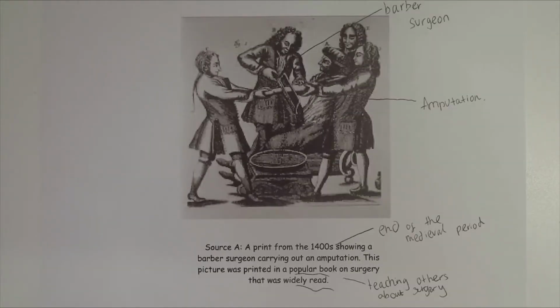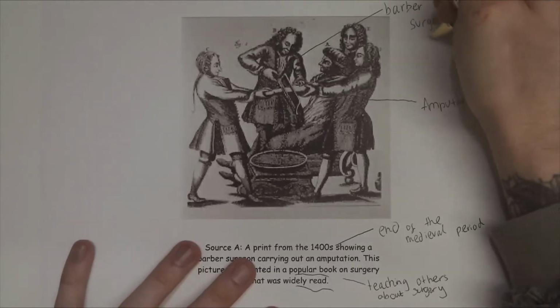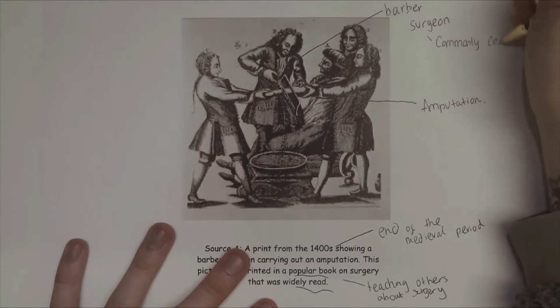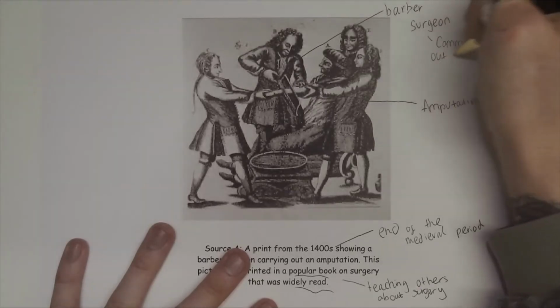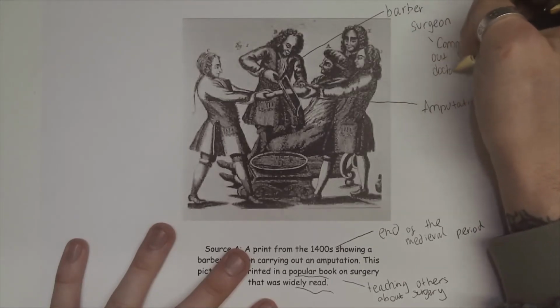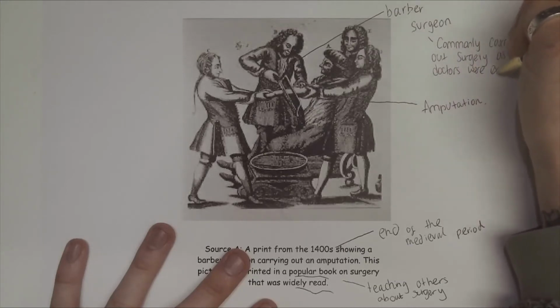Now that we've looked at the content and the provenance of the source, we need to be explaining why it's useful to a historian studying this time period. So from my own knowledge, I know that barber surgeons were the ones that would typically be carrying out this type of surgery. This was because there were very few medically trained doctors available and they would often be expensive. So barber surgeons commonly carried out surgery as doctors were expensive.